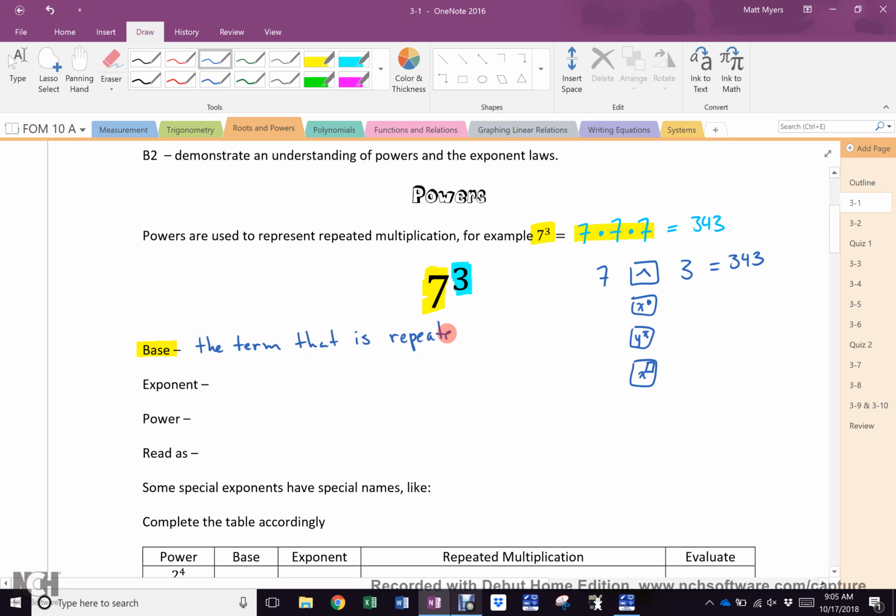Repeatedly multiplied. Is everybody cool with that as the math definition of it?